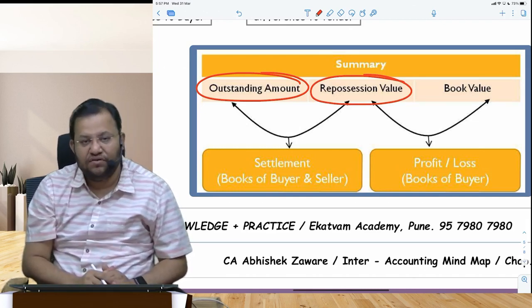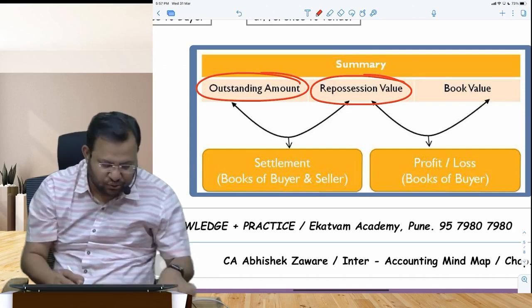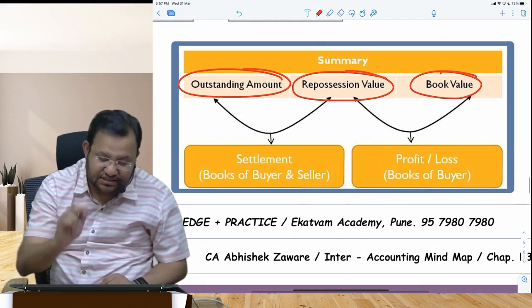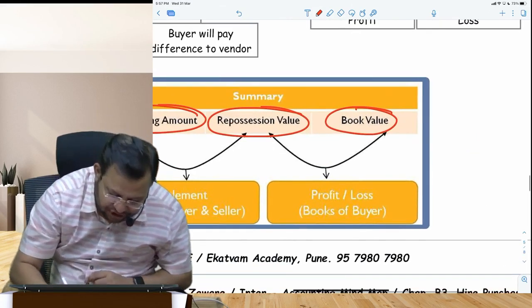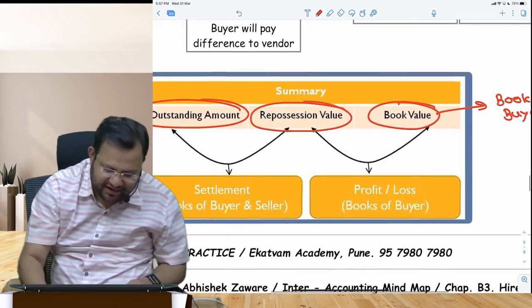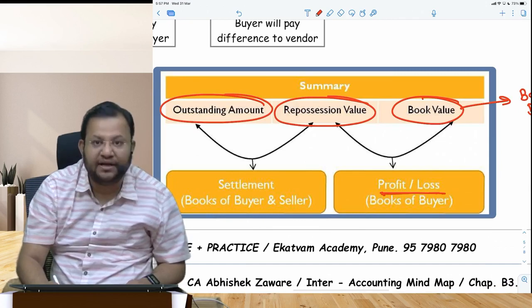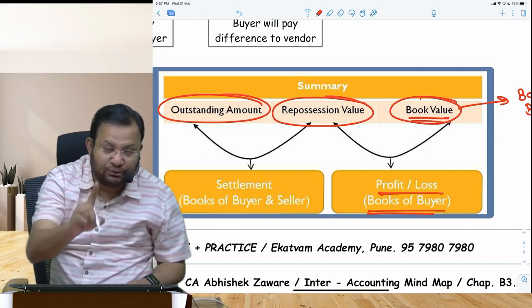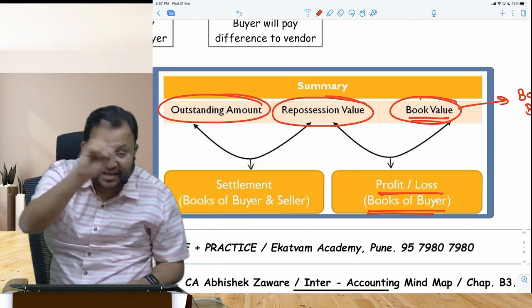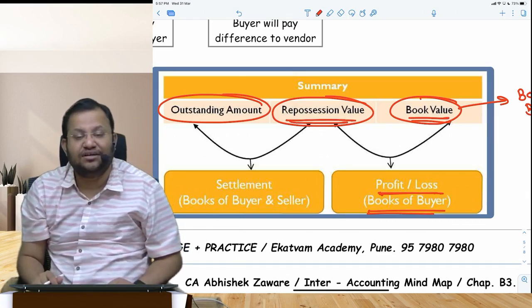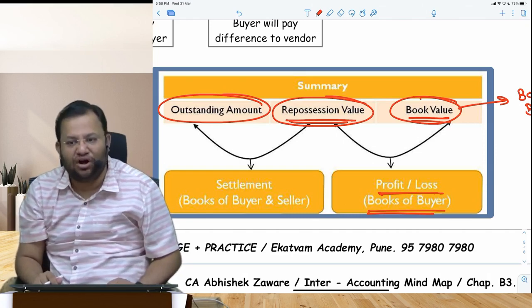If he does not give it, we assume the repossession value to be equal to the outstanding amount, and the book value is as per the books of the buyer. This is not relevant for the books of the seller. Book value is in the books of the buyer only. So in the books of the buyer, the difference between this book value and repossession value will be profit or loss, as the case may be. Please remember, while calculating book value, the rate of depreciation considered can be different from the rate of depreciation considered for calculating market value or repossession value or agreed value.